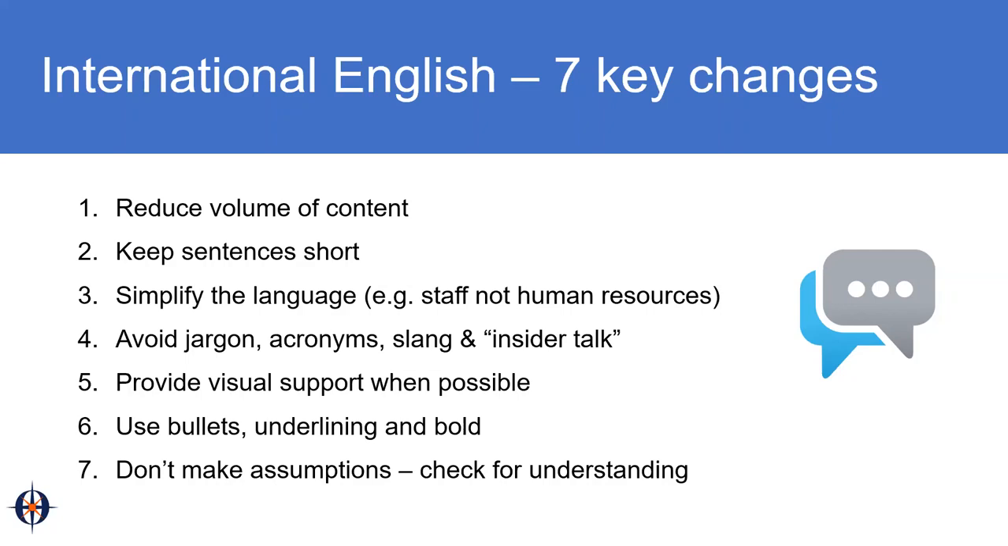Avoid jargon, acronyms, slang, insider talk. Lots of companies just love their acronyms. It's great if you want to use them, but make sure there's a glossary or an explanation of what they stand for. Provide visual support. As they say, a picture speaks 1,000 words. So it might be that you've got a complex process or a complex product that you want to describe, perhaps a video or an image or a diagram of that process will be easier for people to understand on the website. Use bullets, underlinings and bolds, make it clear and short and concise, and don't make assumptions.